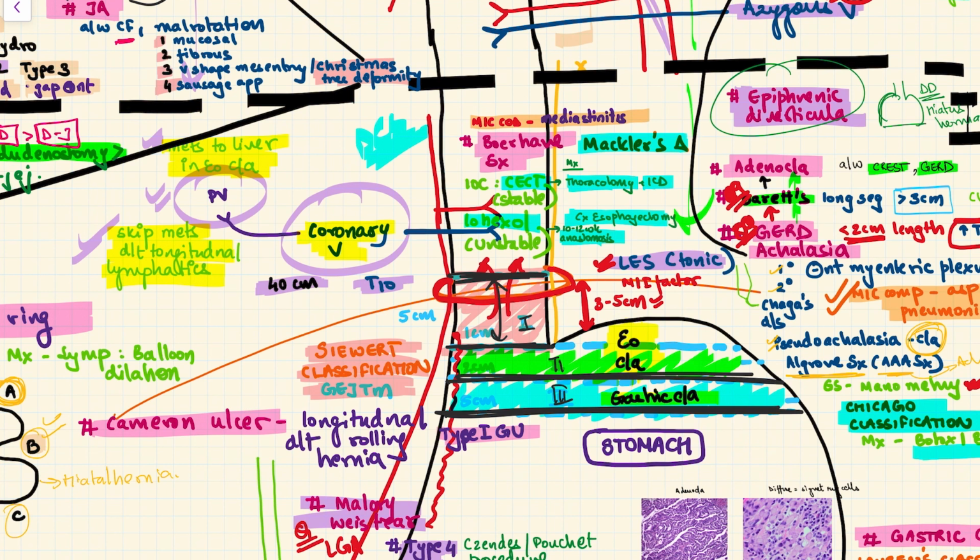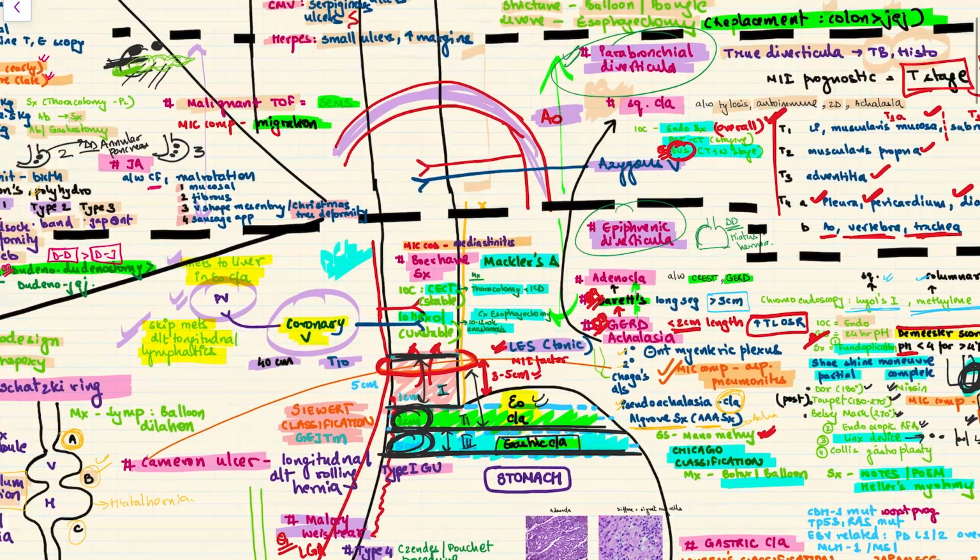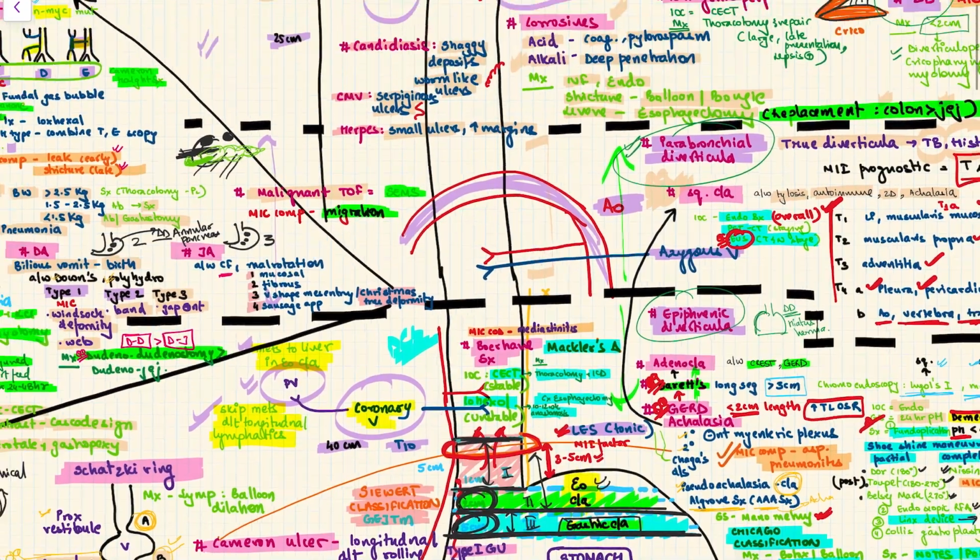You just need to remember that zone 1 and zone 2, that is cancers up to 2 centimeter distal to the GE junction, are managed as esophageal cancer, while those from 2 centimeter to 5 centimeter distal, these type 3 cancers, are treated as gastric cancer. So this completes our esophagus.